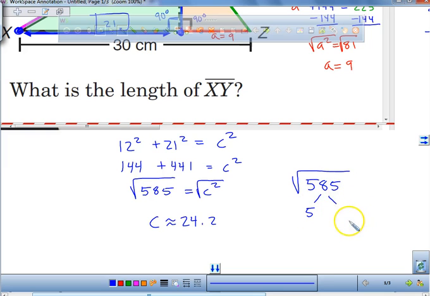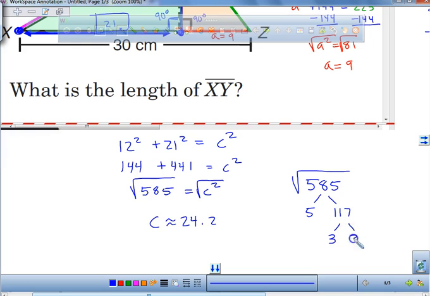So, what's 585 divided by 5? 117. Now, there's another rule. If you add a 1 and a 1 and a 7 together, what do you get? A 9. Is 9 a multiple of 3? Anytime you take a number and you add all the digits up, and if it's a multiple of 3, you know it's divisible by 3. So I know that 3 goes into 117.